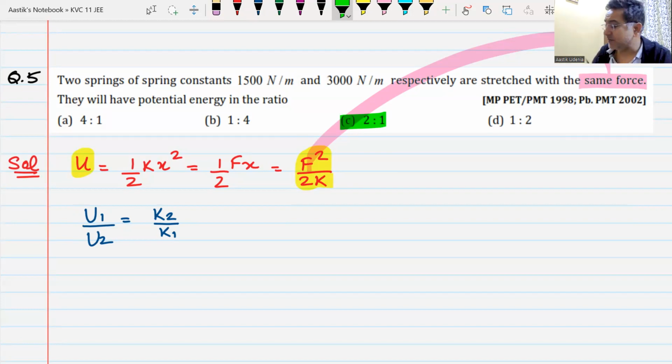If the same question would have been asked in such a way that x is same, their extensions are same, then you would have got directly proportional to K. You understand this? But the question was asked in a different way. Force stretching that spring is same, and therefore the answer becomes inversely proportional to K. So these are the small things that you should remember. Do we understand this? Okay, please note it down.